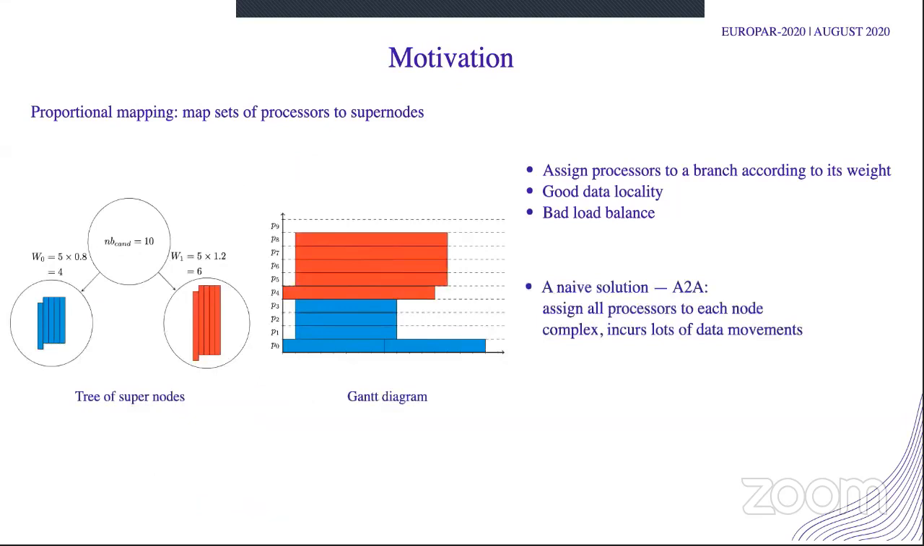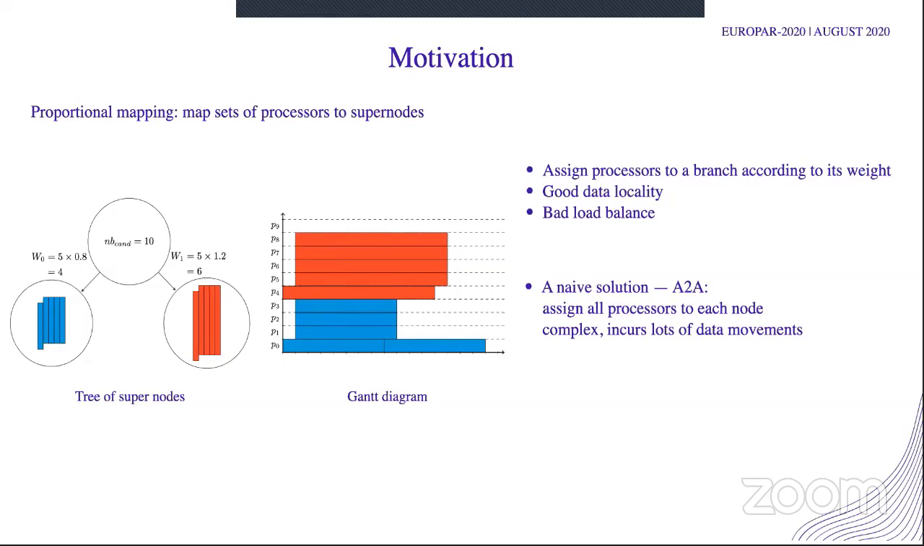Let's see an example. We have 10 processors. We assign all of them to the root. According to each branch's relative weight, proportional mapping maps 4 processors to the left branch and 6 processors to the right branch. The right branch only has 5 tasks, so processor P9 is idle. However, the left branch has 5 tasks. One of them can be assigned to processor P9.